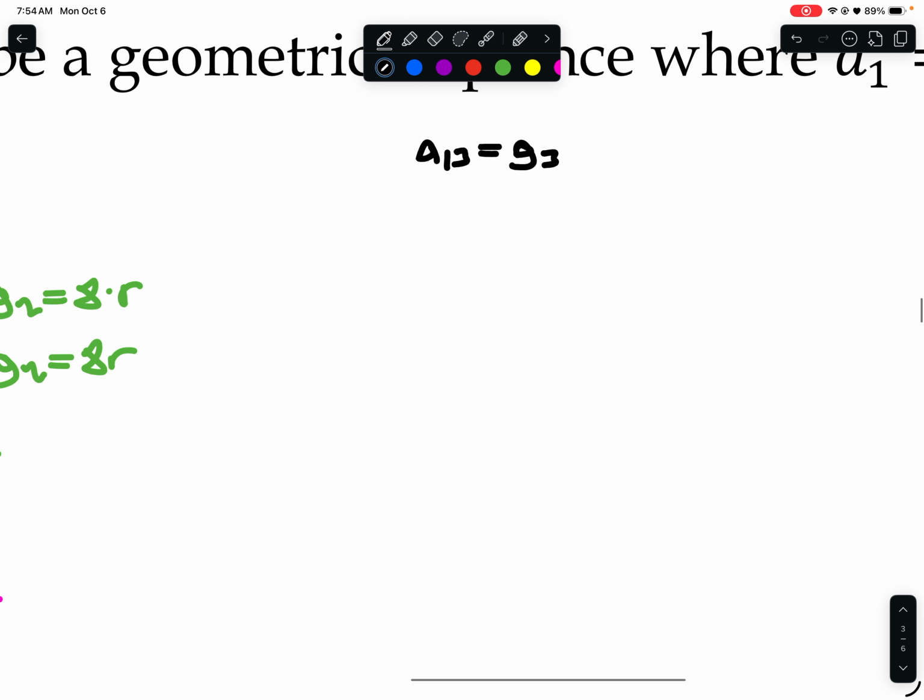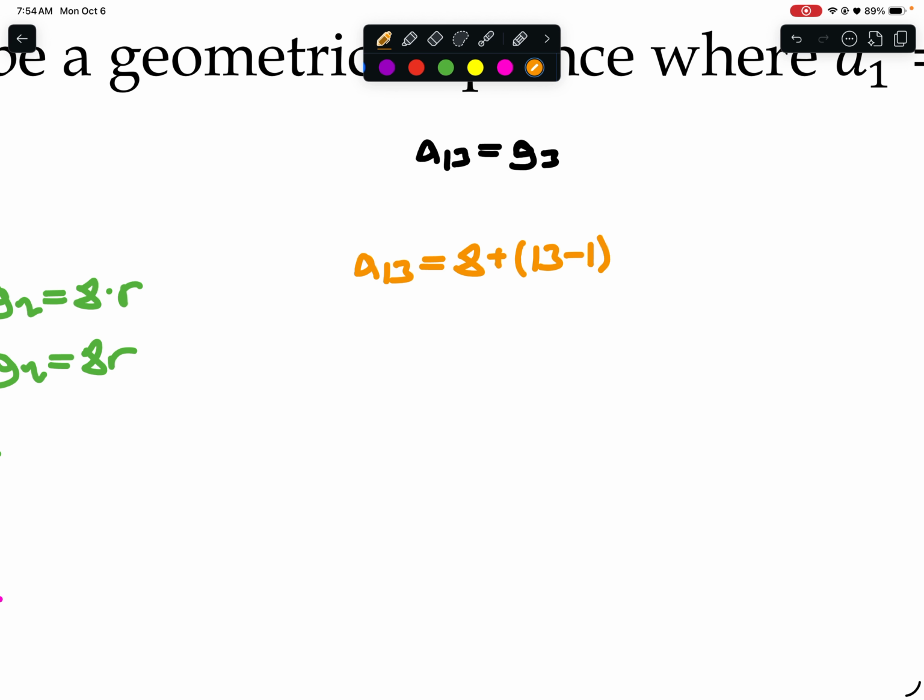So when I set this up, I'm going to have a sub 13 equal to the value of the first term of my sequence plus 13 minus 1 times my common difference, which we don't know. So when I rewrite 13 minus 1, which is 12, we're going to have 12d plus 8.